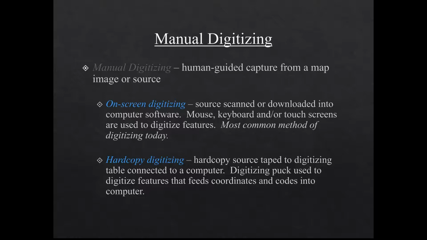Hard copy digitizing is where the original source is taped to a digitizing table, which is connected to a computer. The digitizing puck, which is similar to a mouse, is used to digitize features from the hard copy source into the computer. The purpose of the digitizing puck is to feed coordinates into the computer based on its location on the digitizing table, which would be the source's coordinate system.